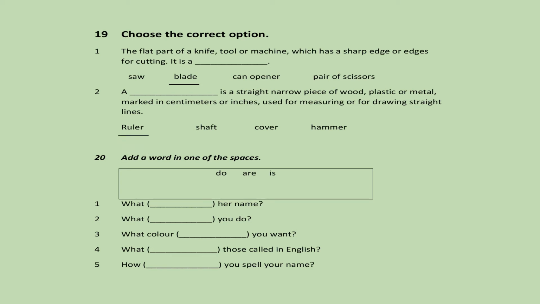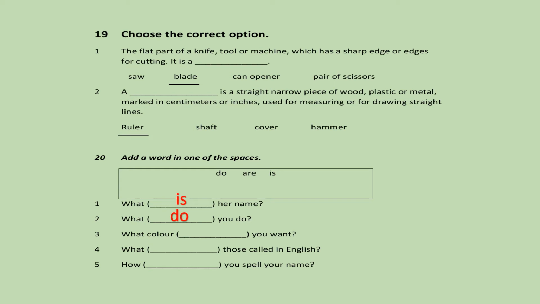Number 20, add a word in one of the spaces. We have 3 words: do, are, and is. Number 1, what, her name. The correct answer should be is. Number 2, what do you do? Means what is your job.